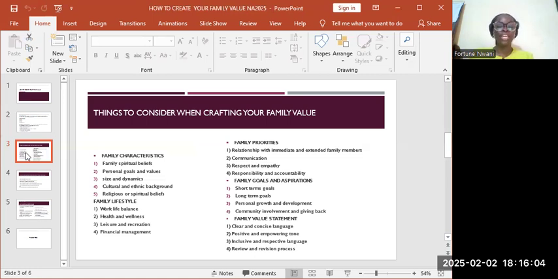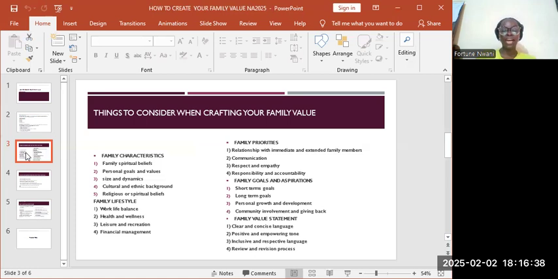Then also, you want to look at family goals and aspirations. What are the short term goals you want to achieve? What are the long term goals you want to achieve? Educational goals, parenting goals, financial goals, family relationship goals and all those things. So you want to look at that also. What are the things you want to achieve? So you want to look at that, okay?